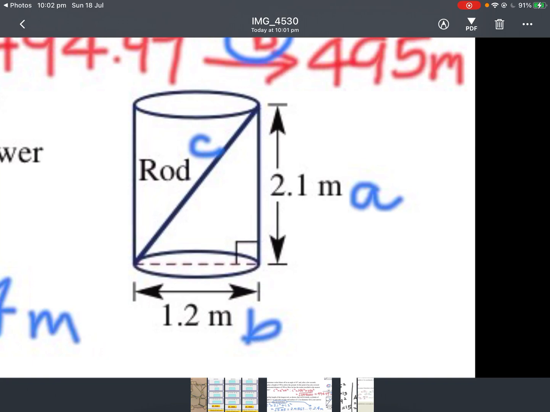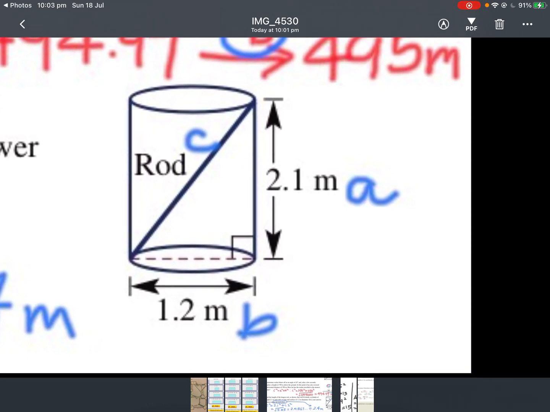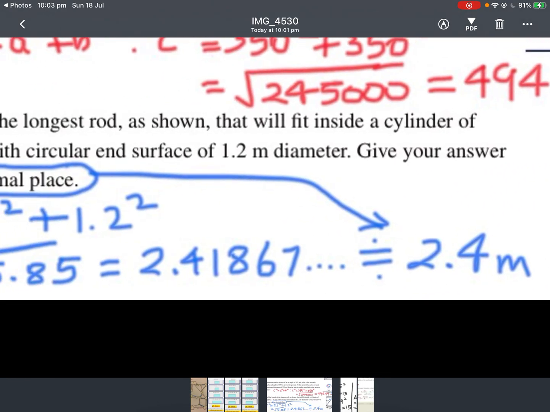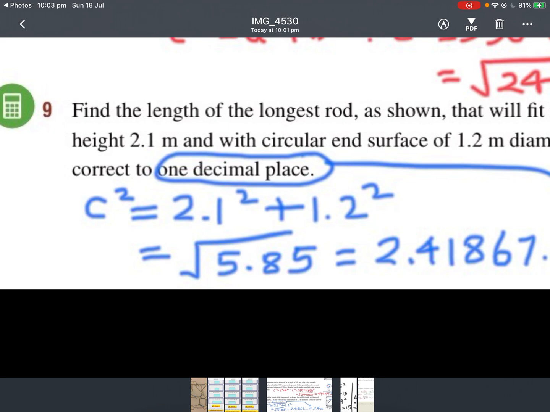So that's my c. a and b can be either. I've made the height 2.1 the a, and I've made the diameter 1.2 the b. So I need to put those two into my formula. Here it is, 2.1 squared plus 1.2 squared. Remember, they can be swapped. It doesn't really matter if they're the other way around.